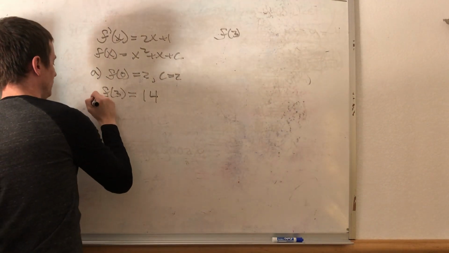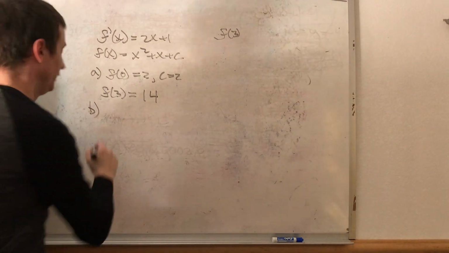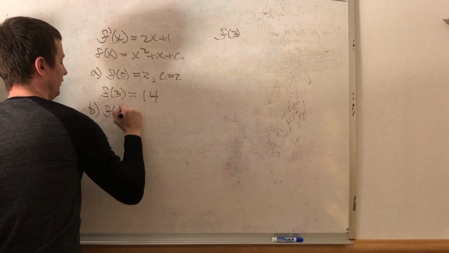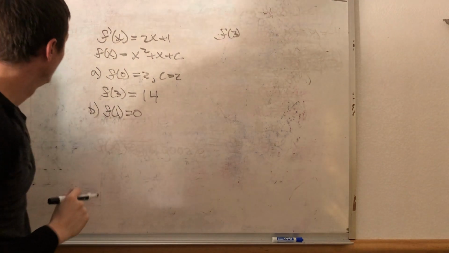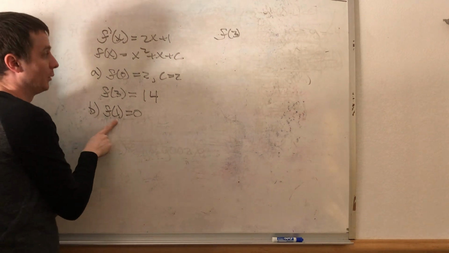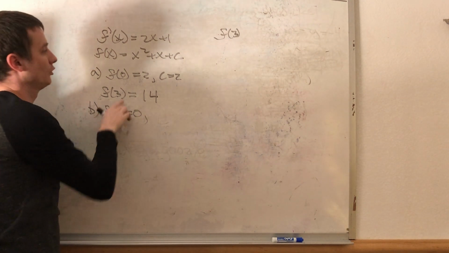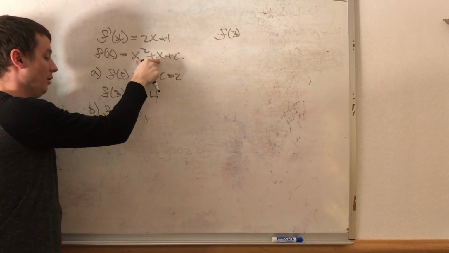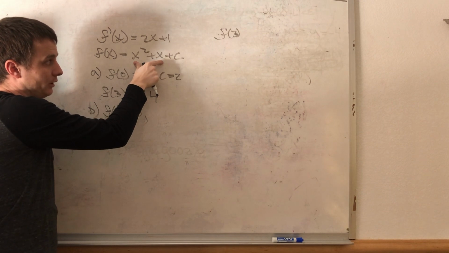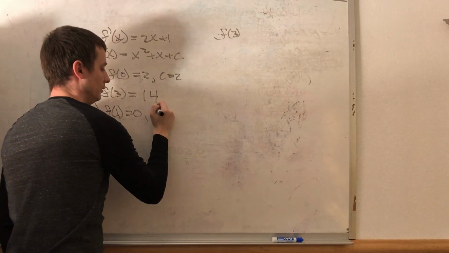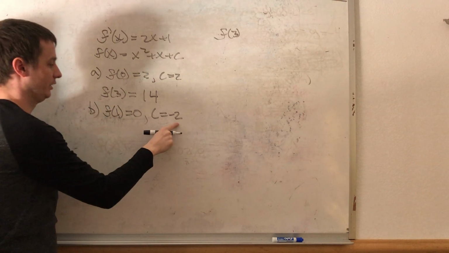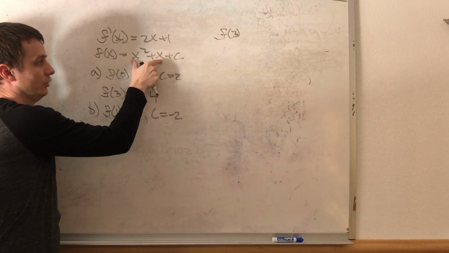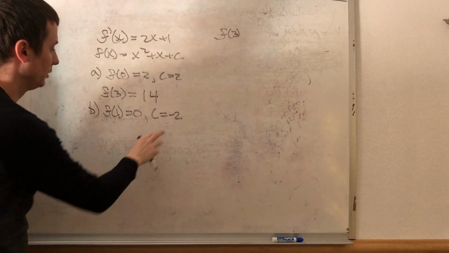Next, for part B, I know that f of 1 is equal to 0. So figure out what our c is from this. When I plug in 1 to this function, I get 1 squared plus 1 is 2. But I know that I should get 0 for plugging in 1, so c has to be negative 2. Notice that when I plug 1 into this function, I get 1 squared plus 1 is 2, minus 2 is 0. So c equals negative 2.